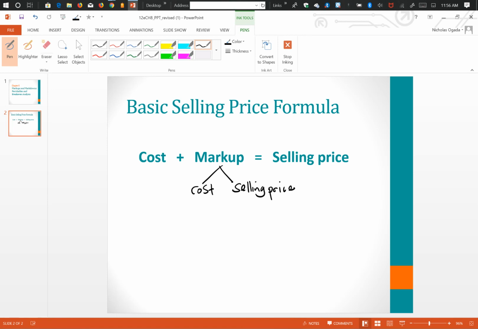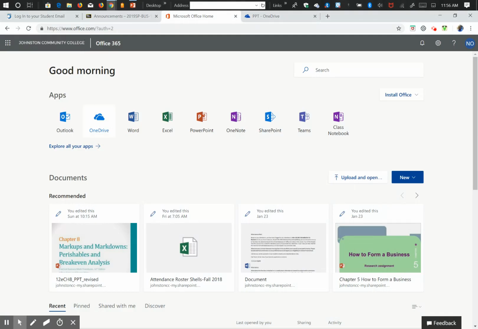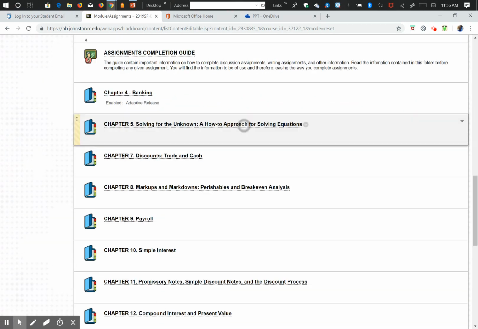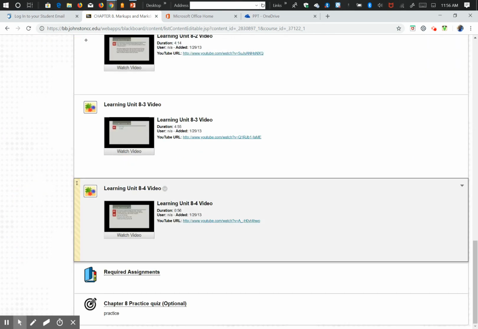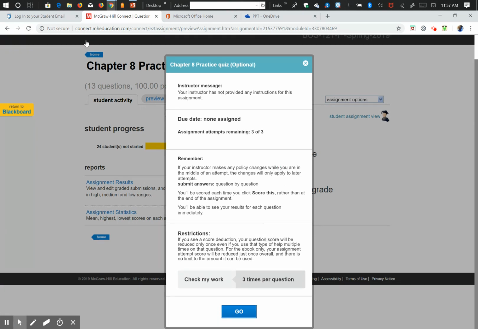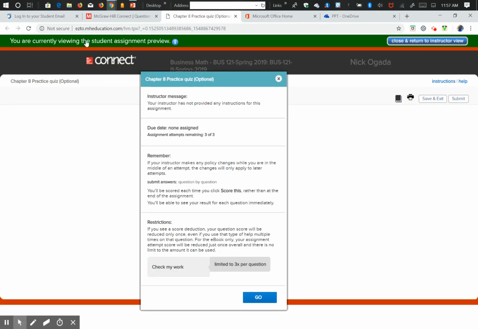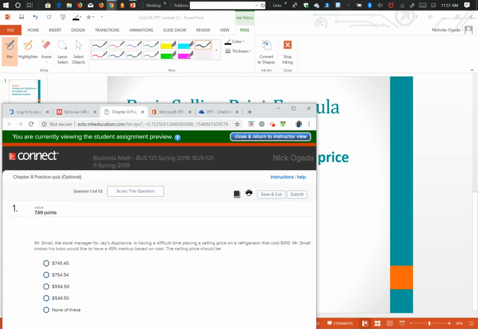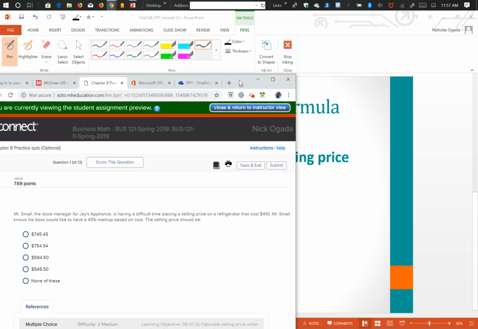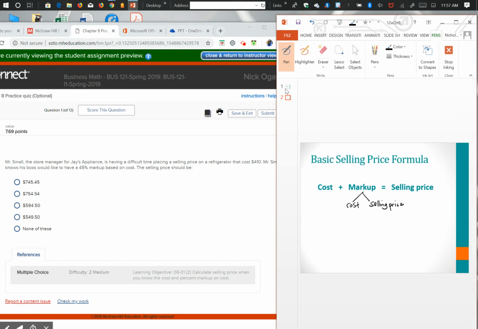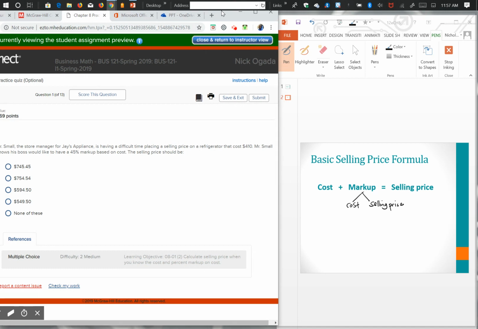So, for example, let's look at one or two problems from chapter 8. Let's pick up our practice quiz and look at maybe one or two questions. Here is our first question. For question 1, this is what we are given. I want to split this into two so that I can use one side as my working space, basing this on the same formula.